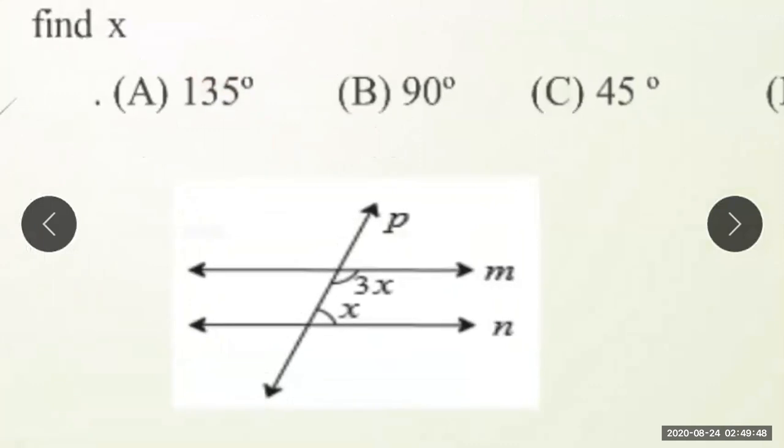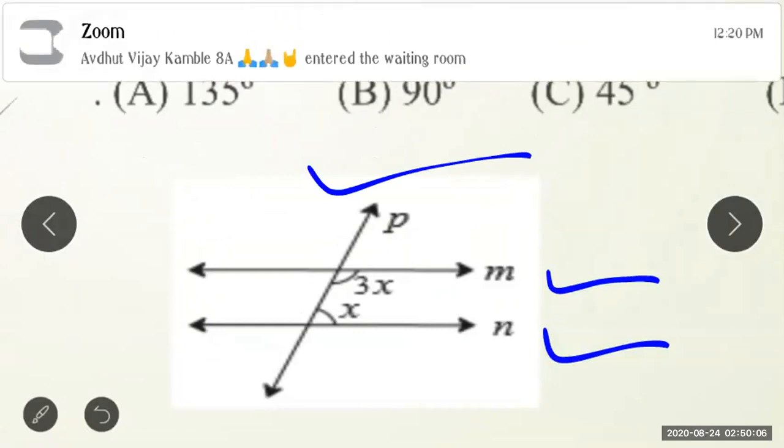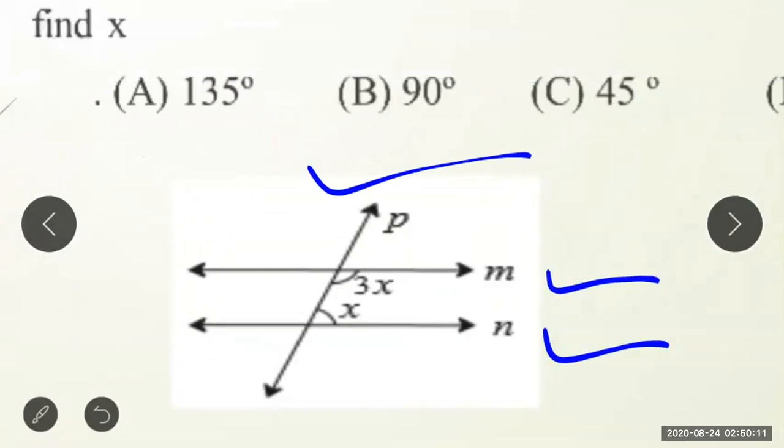Here, this is n. These are parallel lines. m is parallel to n and p is a transversal. Here they have given some values, but they have not exactly given the value of x. So what you have to do is find the value of x. Now before starting the sums, I will first explain through the diagram and then I will show you the slide where I have written the things. Now here is this diagram.